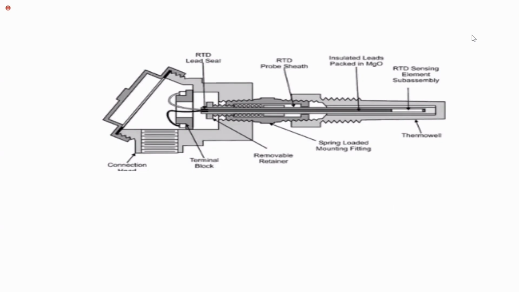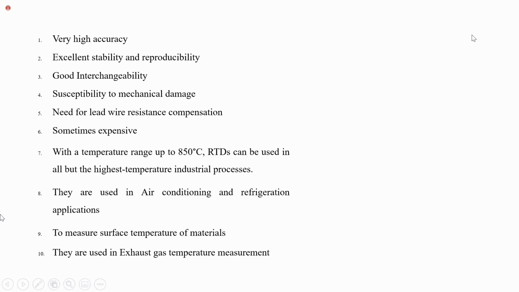So here we are using the RTD to estimate hot water temperature and its resistance correspondingly. There are different points about the RTD: very high accuracy, and excellent stability and reproducibility. What is meant by reproducibility? If you use the device at different time periods, it has to produce the same output for the same input values. And good interchangeability.